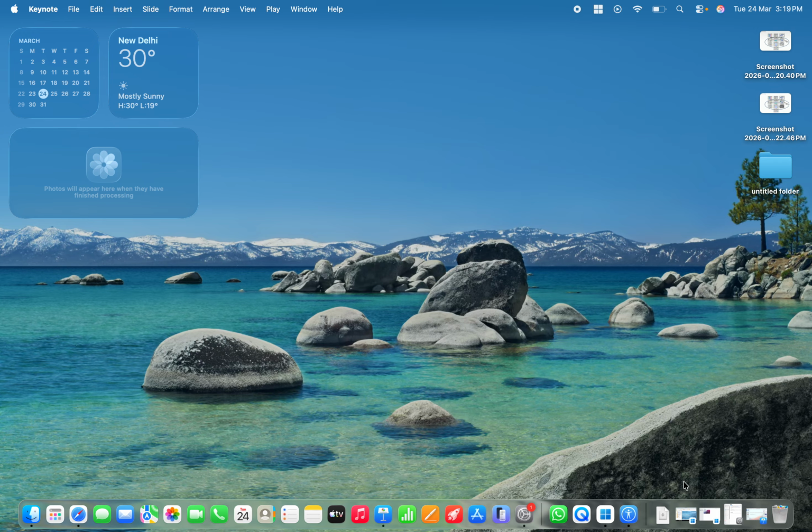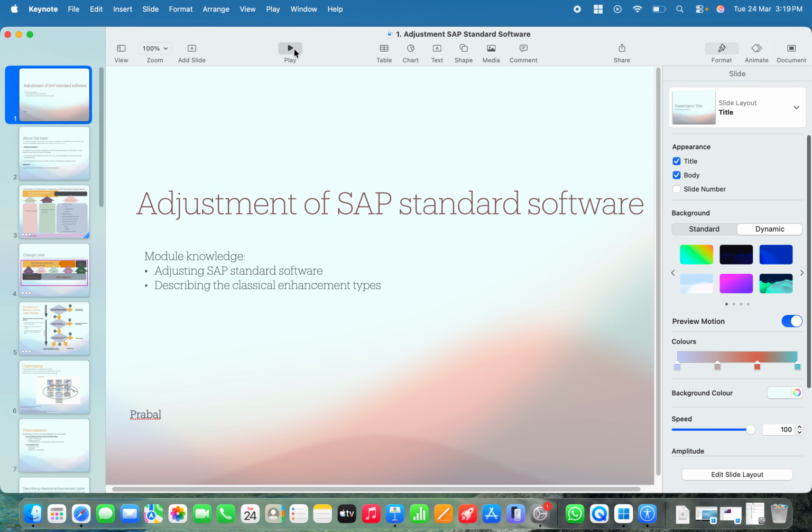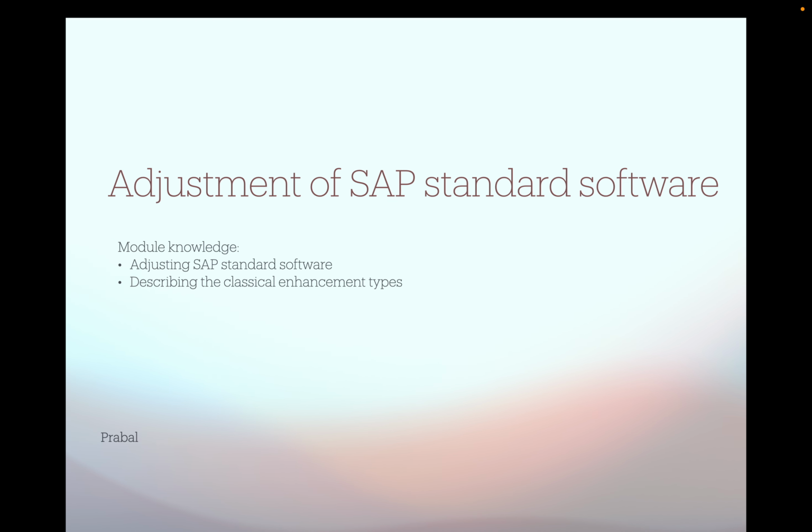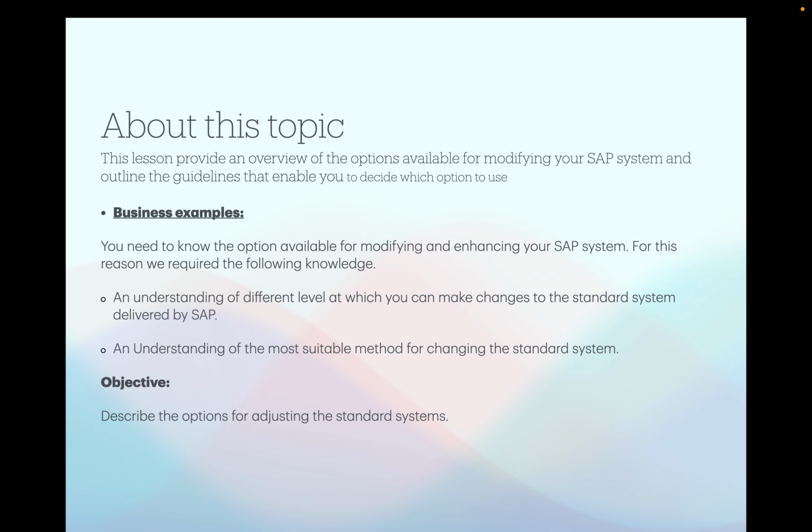This is the overview of the enhancement. Adjustment of SAP standard software. In this series, we will learn to adjust the SAP standard software and describe the classical enhancement types. This lesson provides you an overview of options available for modifying your SAP system and outlines the guidelines that enable you to decide which options to use.